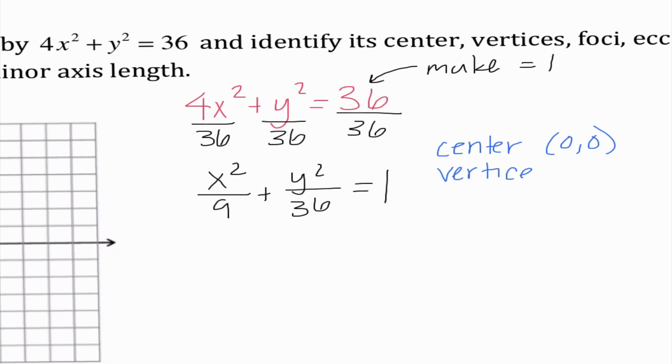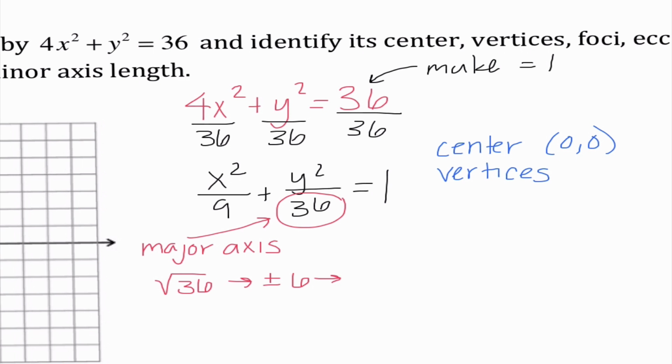Next thing it asks us to find are our vertices. To find our vertices, that is how far we are moving in the major axis. If we compare these two denominators, I notice 36 is bigger, so y is going to be the major axis. I'm going to square root that number, and that tells me I'm going to move 6 in the y direction. The x denominator is 9, so when I square root that, that tells me I'm going to move 3 in the x direction.